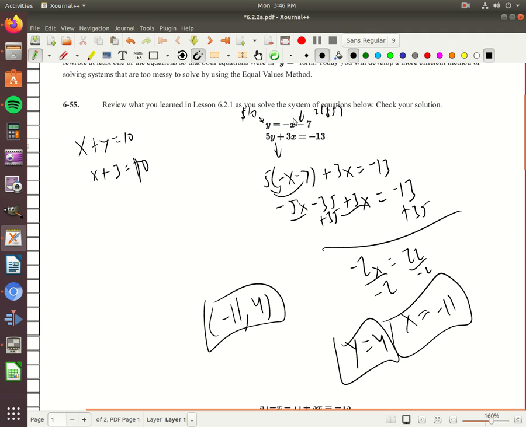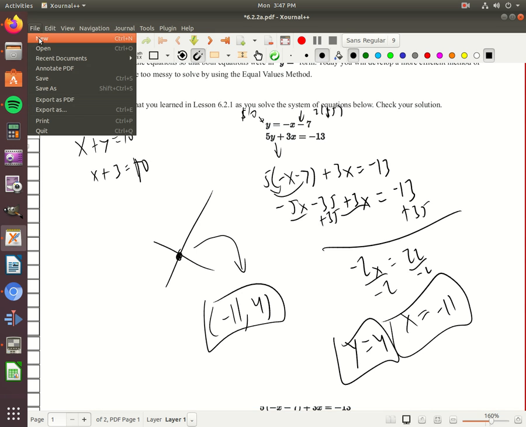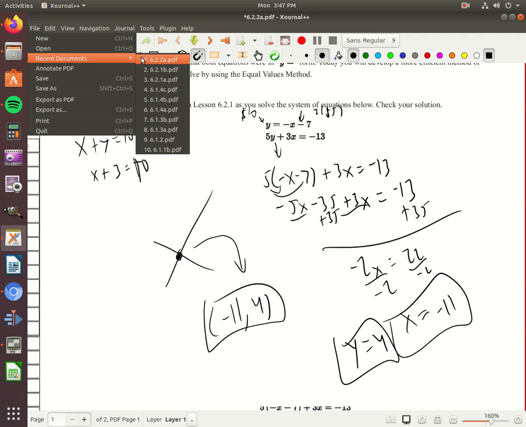works in both lines. And don't forget, what we're really saying here is this first one, y equals negative 3x minus 7, is a line. And this 5y plus 3x equals negative 13 is a line. And they meet at this one point in the universe, and that one point happens to be negative 11, 4. So that's what we're getting when we do this problem.